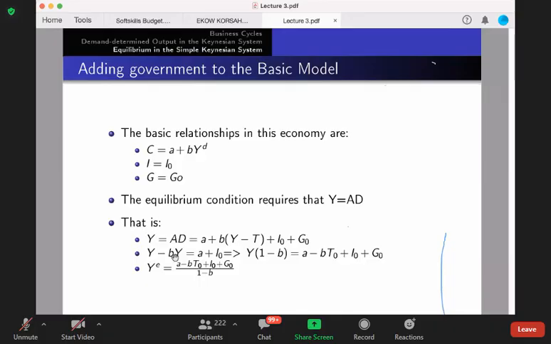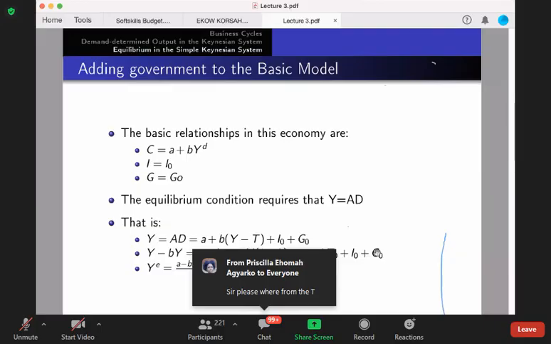Earlier on, when we didn't add the government sector, this was what we got. Now, when we add the government sector, what we are getting is this: A minus B multiplied by this T, so minus BT, plus I naught plus G naught. When we compare the equation we have now to the one we had earlier, there are some new things: minus B T naught, and then this G naught. So where is the T from?